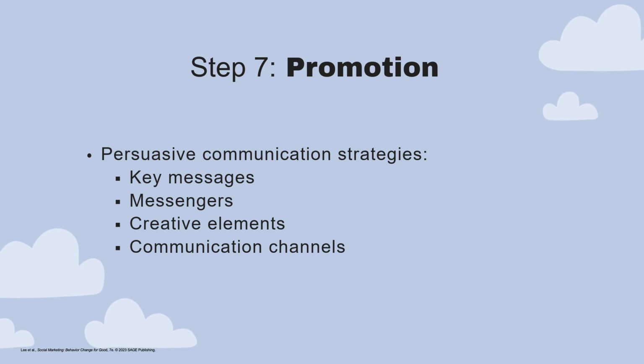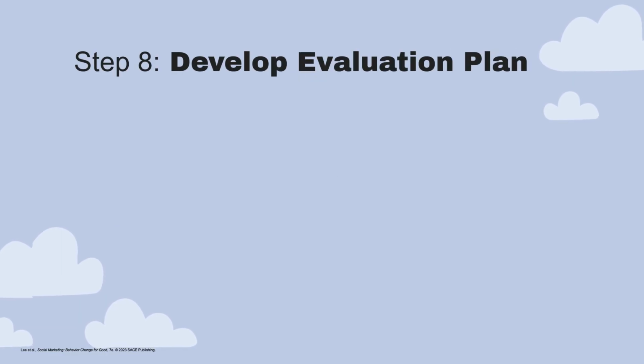Persuasive communication strategies cover decisions related to key messages. What is to be communicated? Messengers: any spokespersons, sponsors, partners, actors, or influential others to deliver the messages. Creative elements: any logos, taglines, and graphics. Any branding. Communication channels, where the promotional message will appear. The development of the promotional plan is guided by information and decisions up to this point.